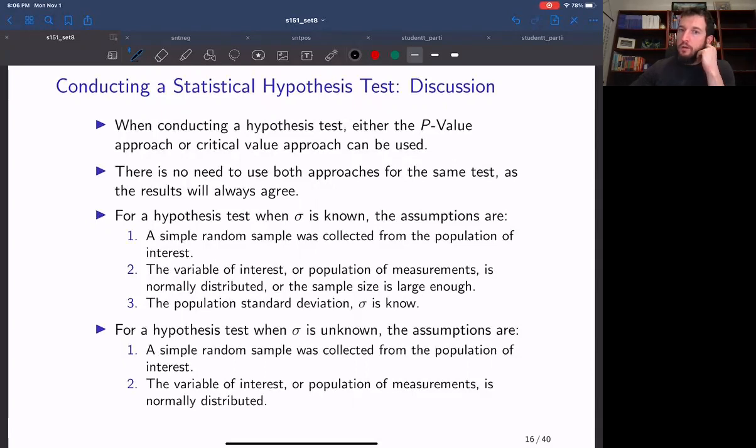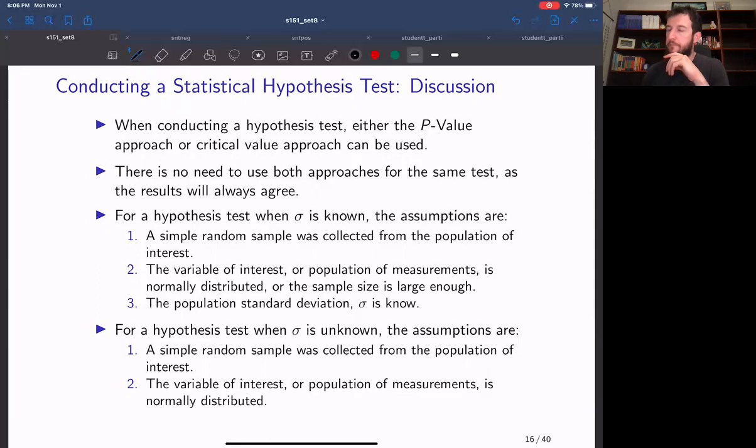When sigma is known, the assumptions of the test are given here. So we collected a simple random sample, and the variable of interest is normally distributed, or the sample size is large enough that the CLT takes over. When sigma is unknown, we have the simple random sample assumption, and then we have the same assumption on the variable, so that we either sampled from a normal distribution or the sample size is technically large enough. But typically for the Student's t, we just focus on evidence that we sampled from the normal, but we won't go into a lot of detail about why.